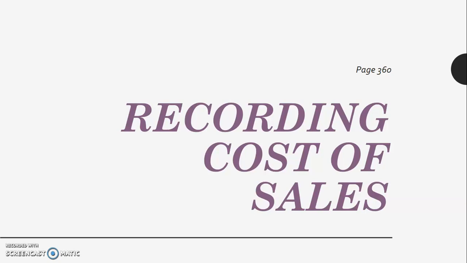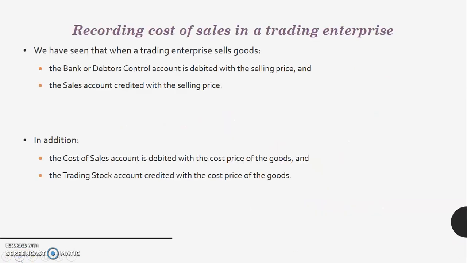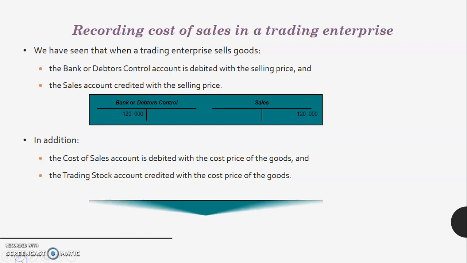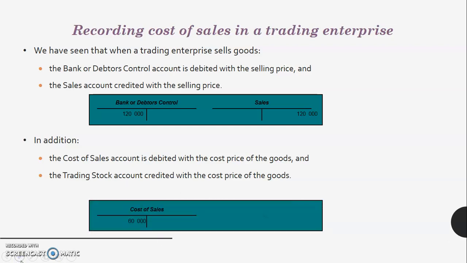We're going to talk about recording cost of sales. So a trading enterprise, when it sells goods, this is the work you did in grade 10: sell something, then either bank or debtors control is increased on the debit side by an amount, and then the sales account is credited with the selling price. Then the cost of sales account is debited with the cost price of the goods, and the trading stock account is credited.